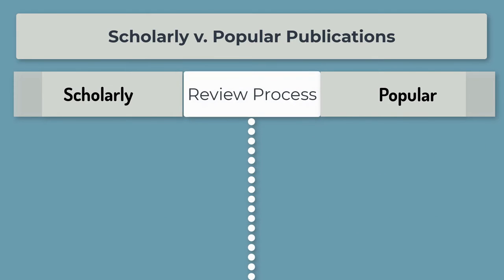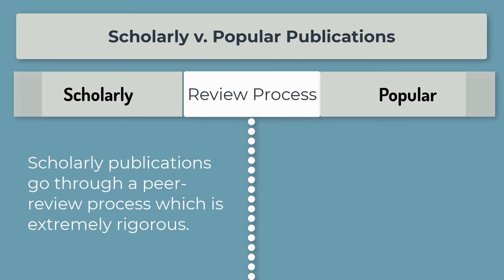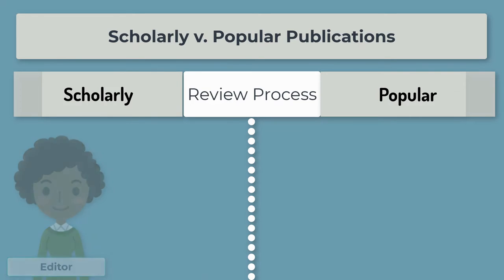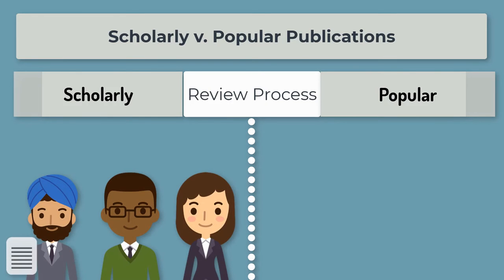Review prior to publication. Scholarly and popular publications also differ in terms of the review processes they go through prior to publication. Scholarly publications go through a peer review process, which is extremely rigorous. Articles are submitted to a journal. An editor determines if the article might be a good fit for the journal, and then the editor sends it to 2 or 3 experts in the field who evaluate the soundness of the research, the originality of the topic, and other criteria.